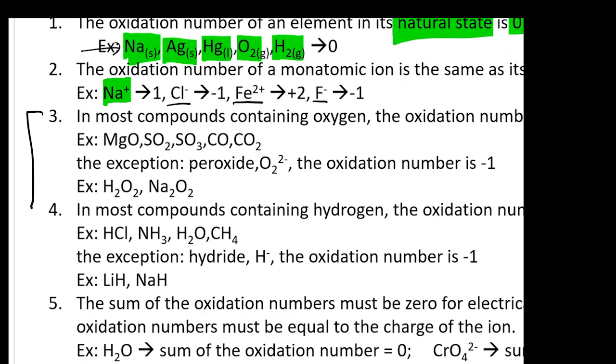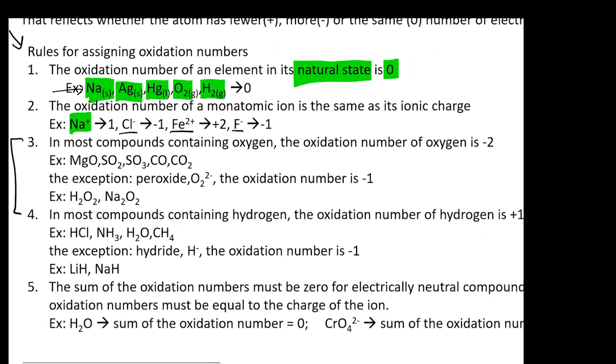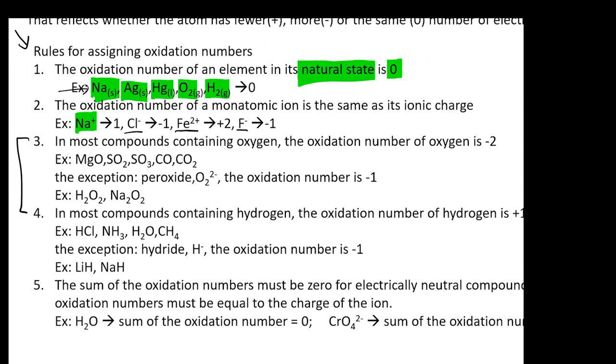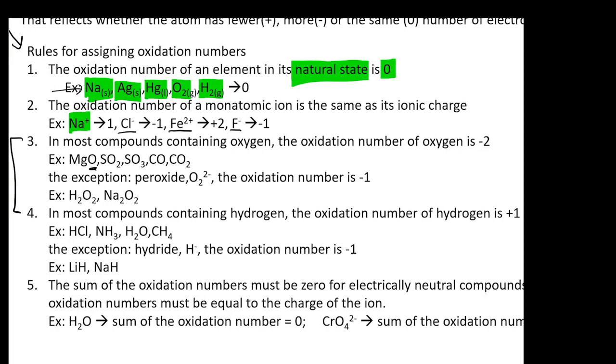Rule number 3 and rule number 4 are things you are going to see very often. One is about oxygen, the other one is about hydrogen. If you see a chemical formula that carries oxygen, for example, NaOH here, or SO2, SO3, CO, CO2, all these species, the oxidation number of your oxygen will be -2.